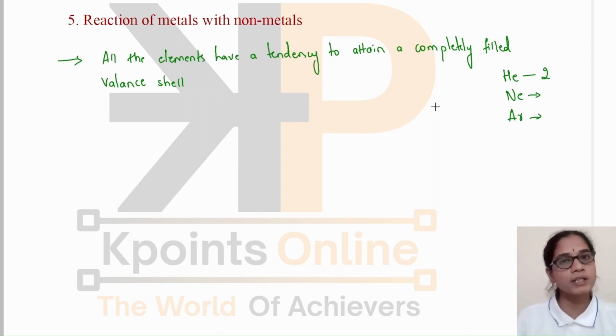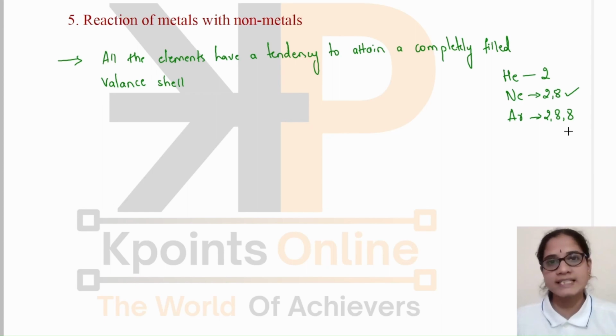The other noble gases have completely filled electronic shells. The last electronic shell is complete. That is called the valence shell. Neon has the valence shell complete, and argon also has a completely filled valence shell. As the valence shell is completely filled, the noble gases are unreactive.